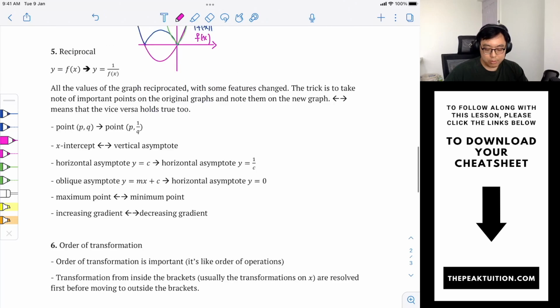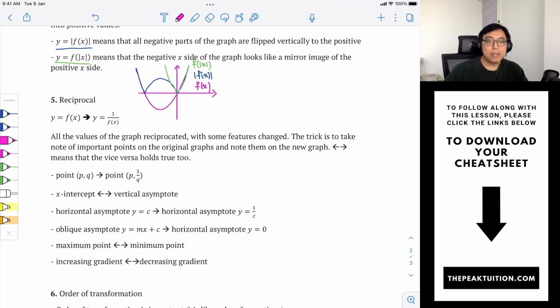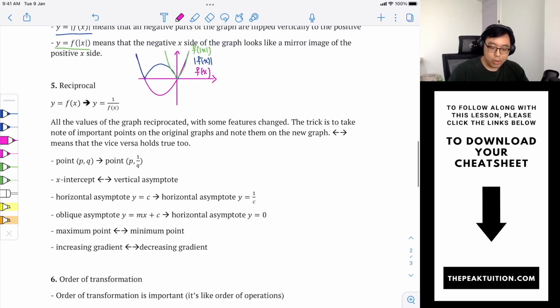For the case of reciprocal, it is probably the most difficult part of these transformations, because reciprocal has quite a few rules to remember. So there's the points, because the output is being reciprocated. All the output, which is the y values, will become 1 over the originals. Let's just do a table. This is f(x), this is 1 over f(x).